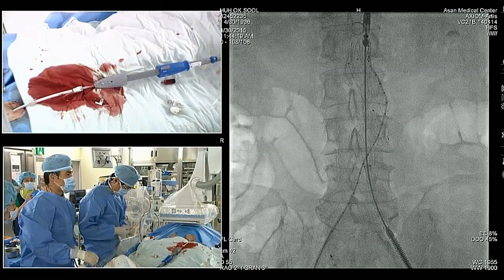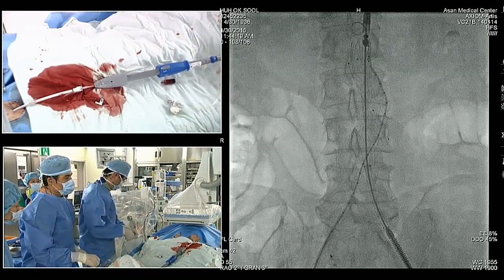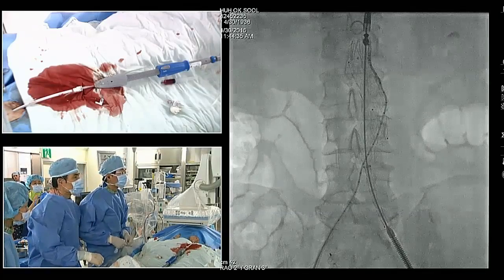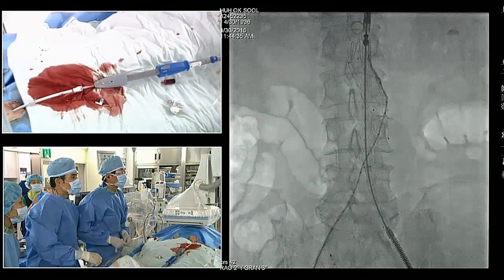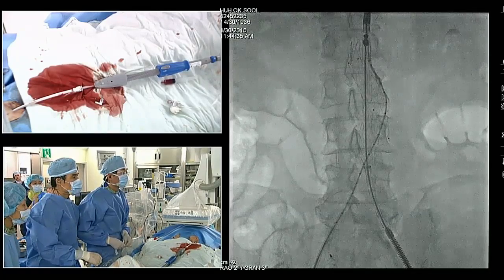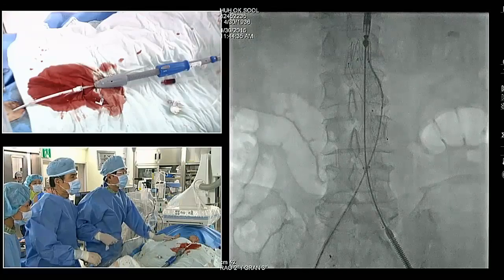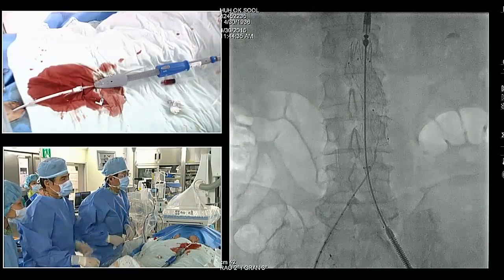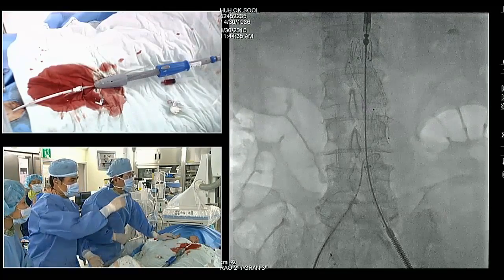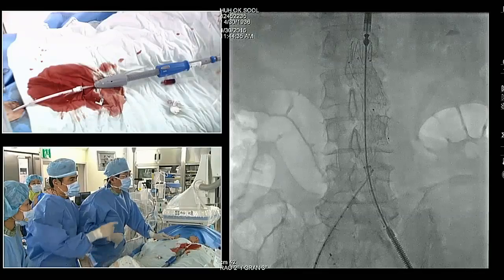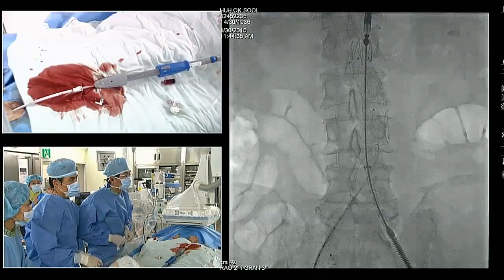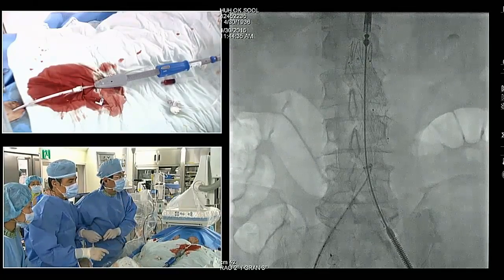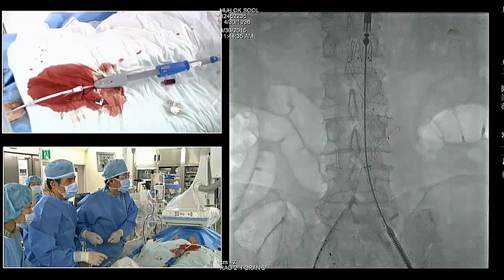Now we partially deploy the main body, and we want to re-engage the contralateral limb from the right side. So it looks like you have a cross-limb configuration here. Was that intentional or did it just happen to flop in that direction? The manufacturer recommended the around 12 o'clock direction. Yes, it was intentional.